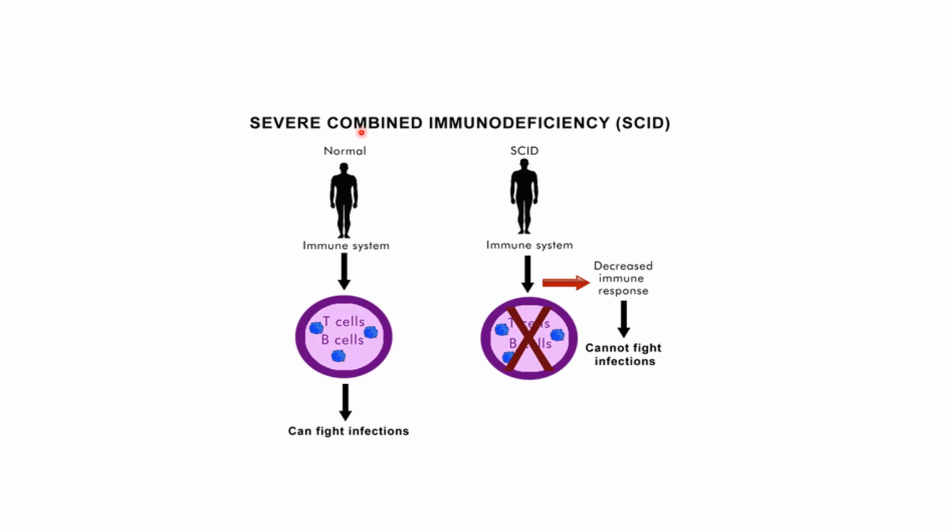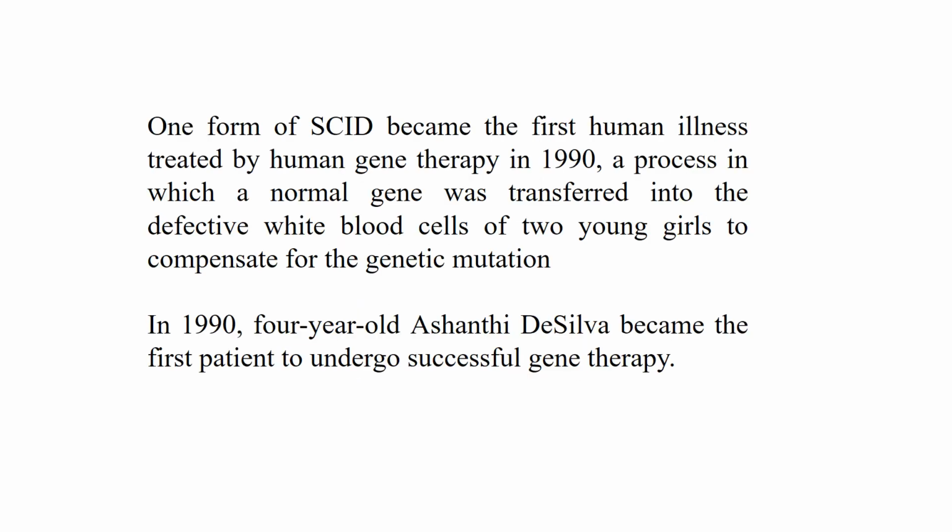Severe combined immunodeficiency. A normal person has a normal immune system, with normal T cells and B cells, and can fight against infections, while in a patient with SCID the immune cells are abnormal, with decreased immune response, abnormal concentration of T cells and B cells, and no signaling, so the person cannot fight against infections.